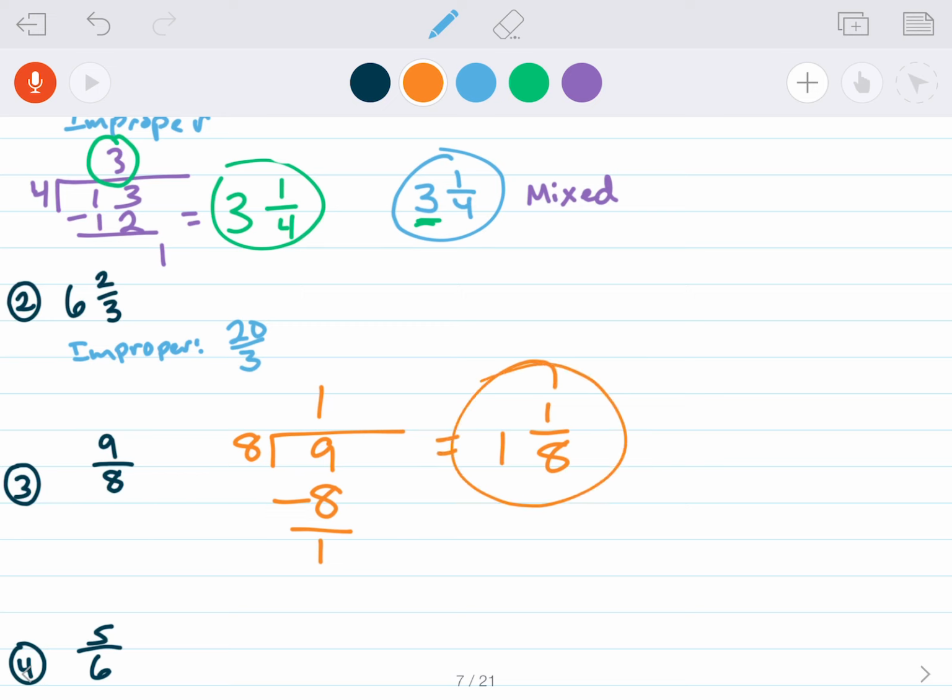1 and 1/8. So once again, the answer that we get is our mixed number. The remainder is going to be our numerator, and the outside number is going to be our denominator. So this is our answer as a mixed number, 1 and 1/8. We can also draw pictures if we want.